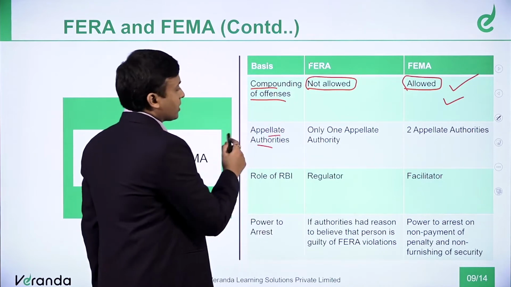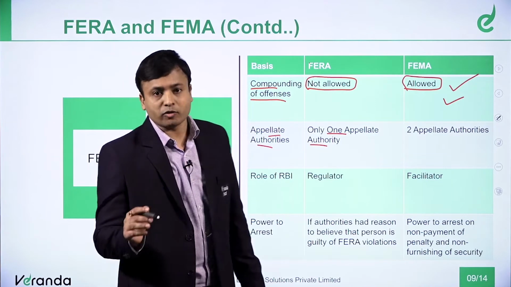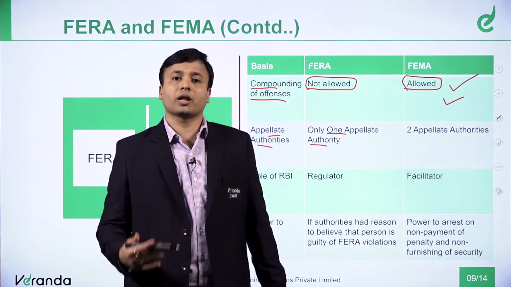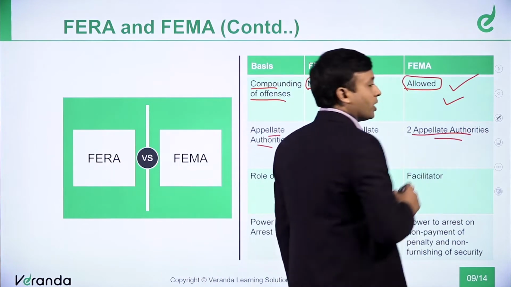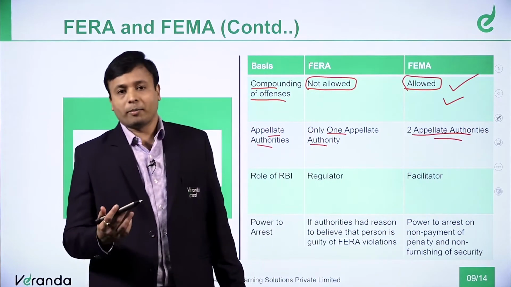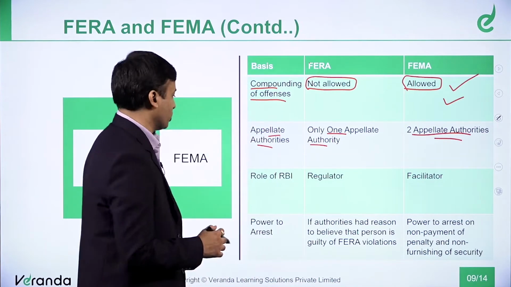Appellate authorities: there was only one appellate authority in case of Fera, but in case of Fema the government allowed 2 appellate authorities. Hence, a better mechanism of appeal system was enabled in Fema. We will discuss all these provisions in detail in the forthcoming units.